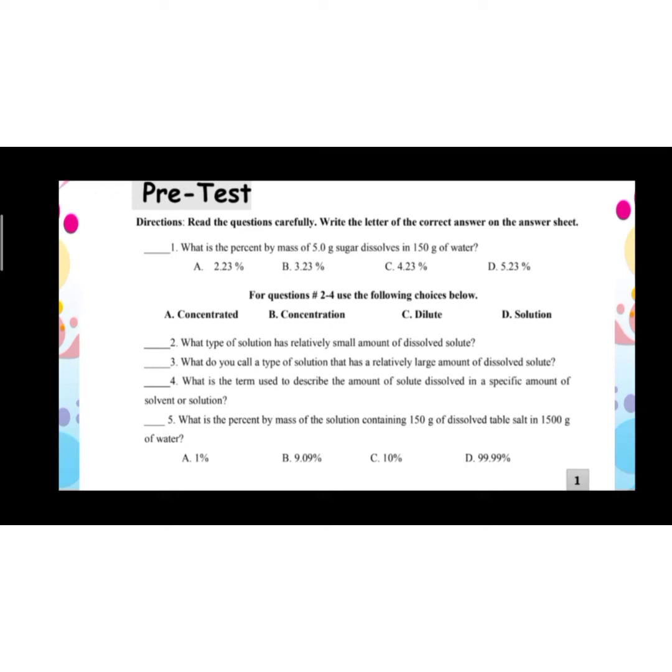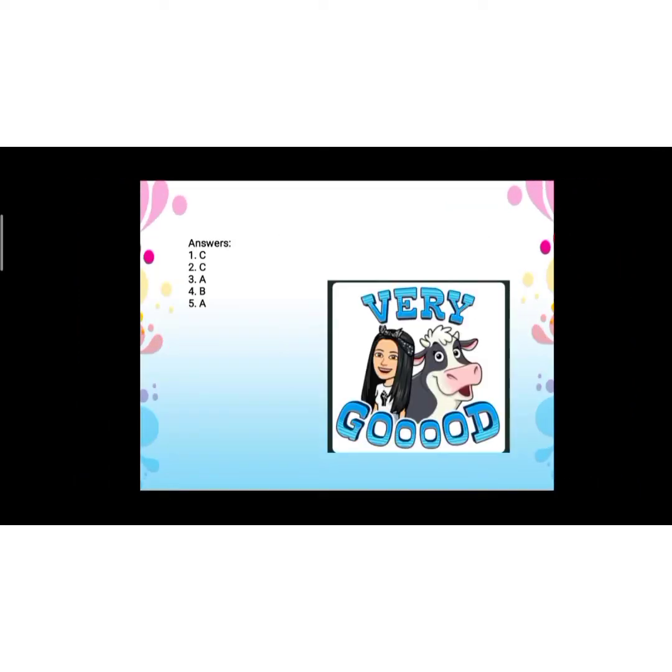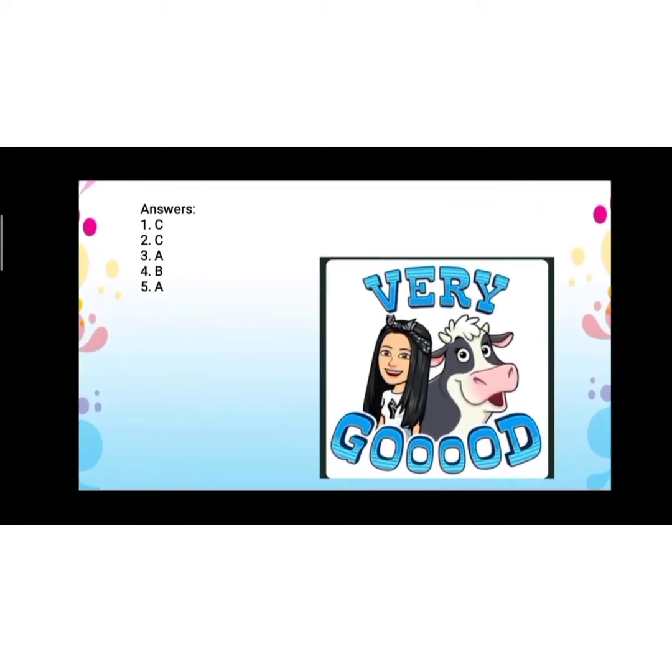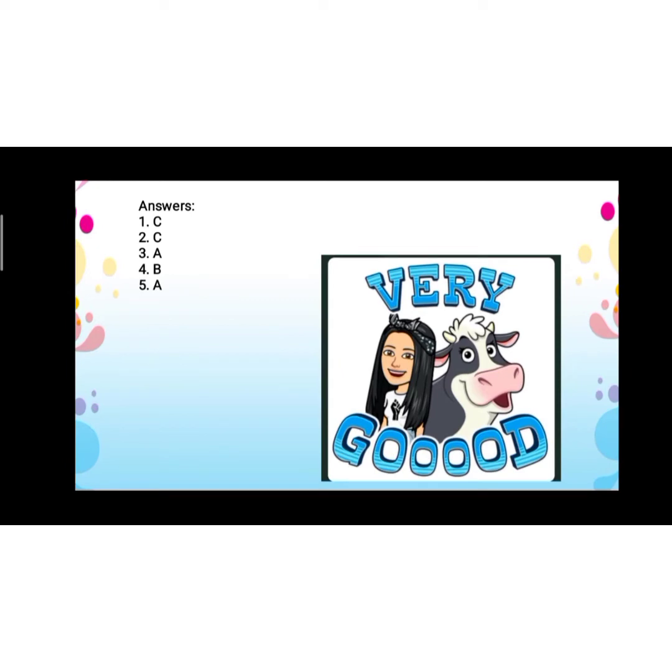Okay, let's see if your answers is correct. Okay, answers for number 1 is letter C, number 2 C, number 3 A, number 4 B, number 5 A. So count the number of checks and write your score.